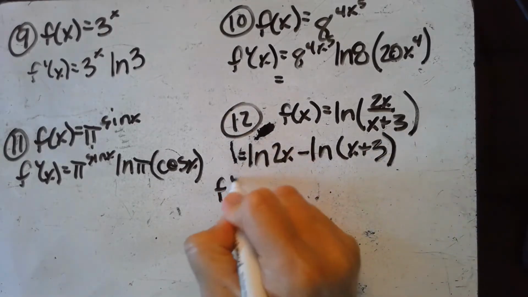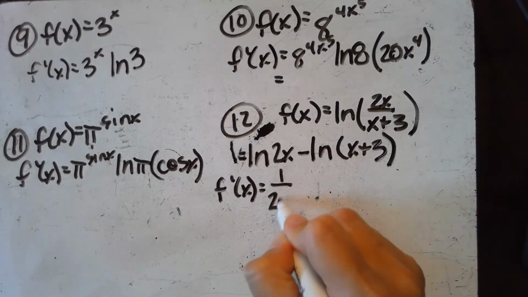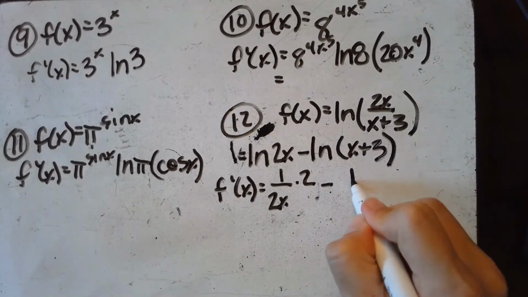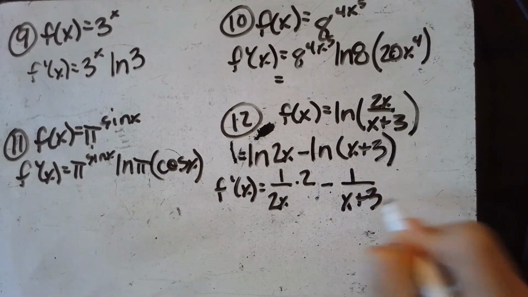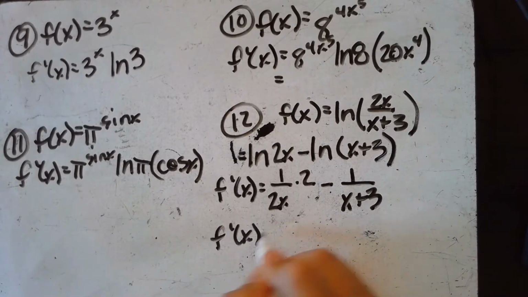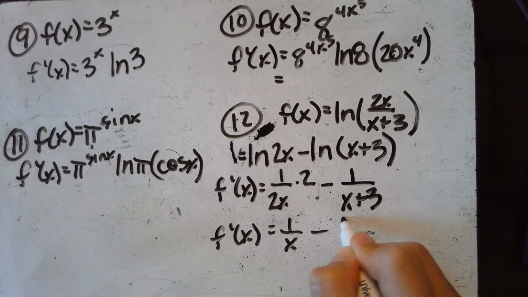Isn't it easier to take the derivative here and say 1 over 2x times 2 minus 1 over x plus 3. And then when I go clean it up, f prime of x equals 1 over x minus 1 over x plus 3.